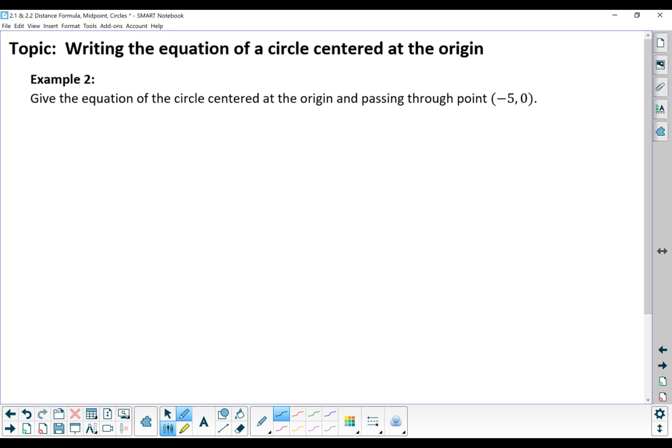Next topic is to create the equation of a circle that is centered at the origin. Centered at the origin just means that our equation is going to look like the most basic type: x squared plus y squared is equal to r squared. But we do have to figure out the radius. It's not directly told to us.